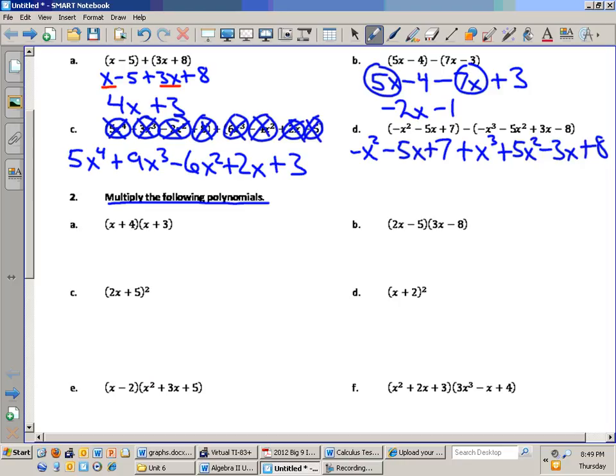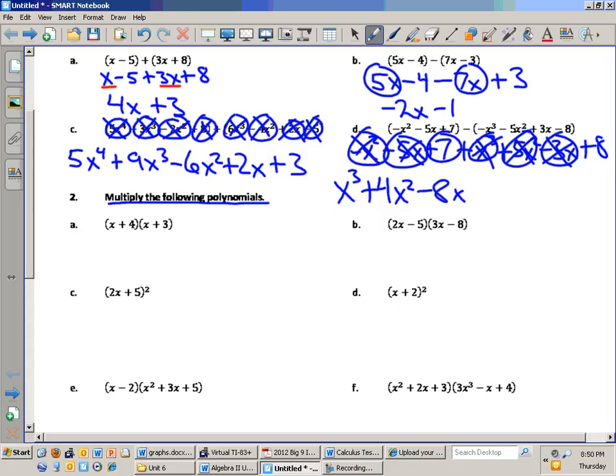I'll look at my x to the 3rds. That's my largest. I just have that one, so x to the 3rd. I have 5x squared and negative x squared. That makes 4x squared. I have negative 5x, negative 3x. That makes negative 8x. And I have positive 7, positive 8. That makes plus 15. So that's my final answer. So that's adding and subtracting polynomials.